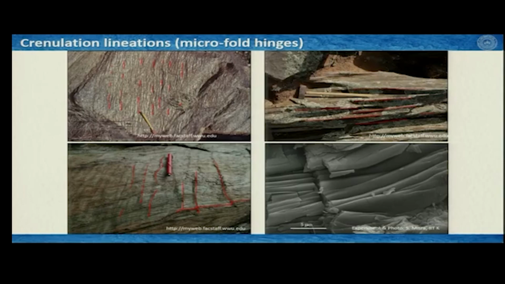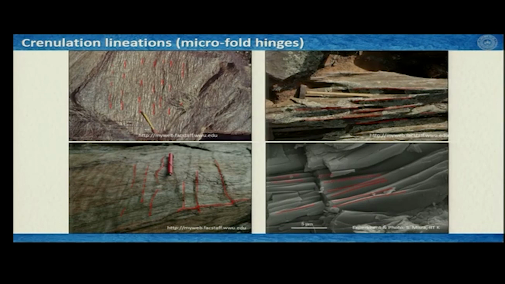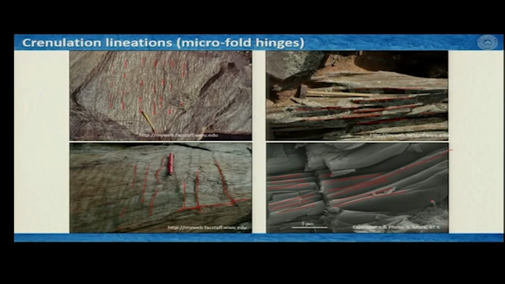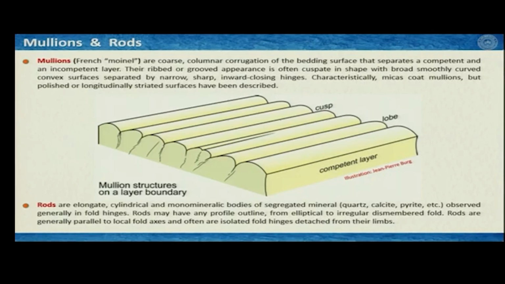This is a scanning electron microscope photograph of some experiments, and you can see the crenulations are there, and these are their hinge lines, which are arrayed parallel to each other and defining the crenulation lineation. Now, there are two more important lineations which are associated with folds. One is mullions and another is rods.